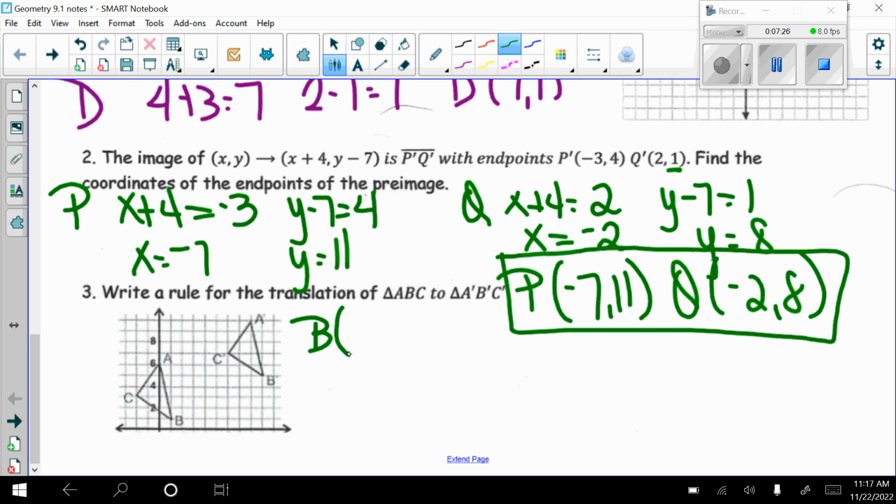So I see that point B is at 1, 1. So B prime is at the point 1, 2, 3, 4, 5, 6, 7, 8, is at the point 9, 5.